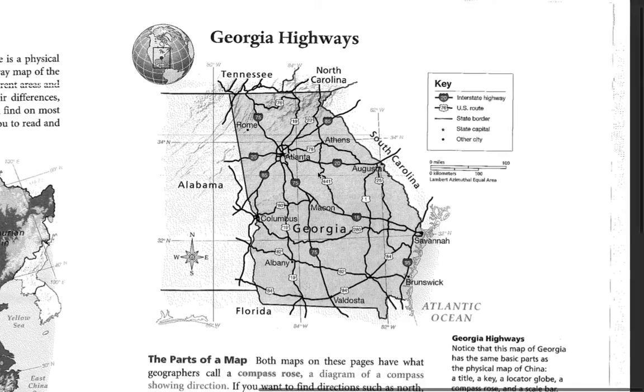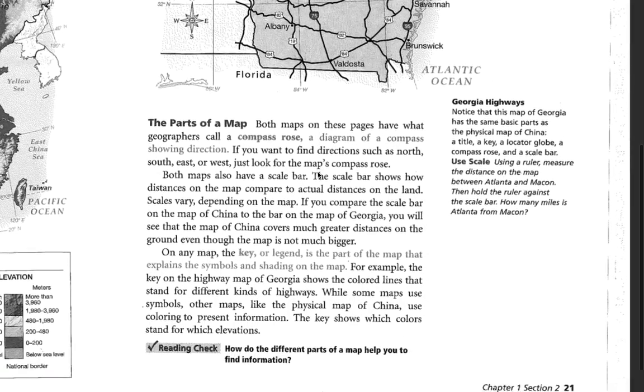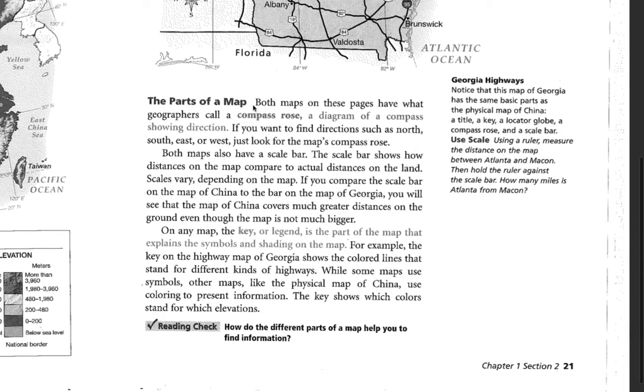Over here we're going to have a highway map. Let's read the parts of the map and then look at the highway map. Both maps on these pages have what geographers call a compass rose, a diagram of a compass showing direction. If you want to find directions such as north, south, east, or west, just look for the map's compass rose. Both maps also have a scale bar. The scale bar shows how distances on the map compare to actual distances on the land.